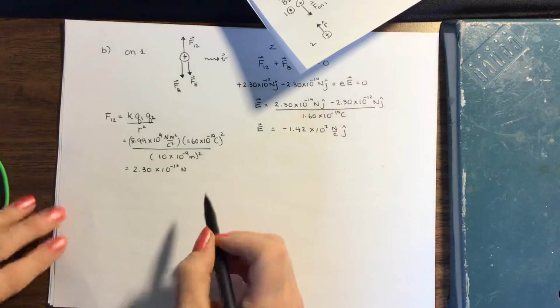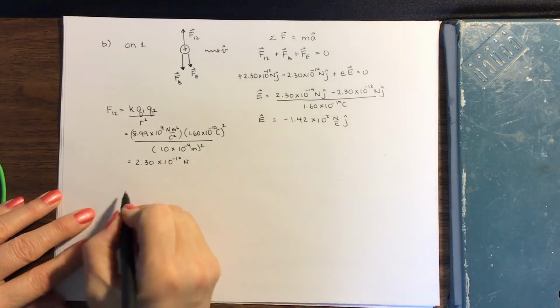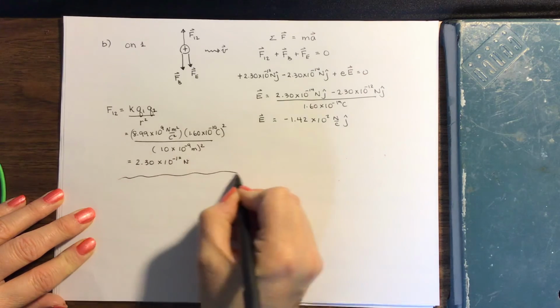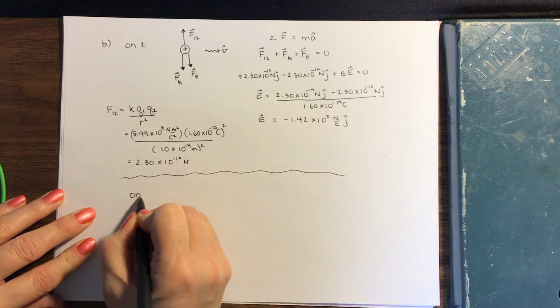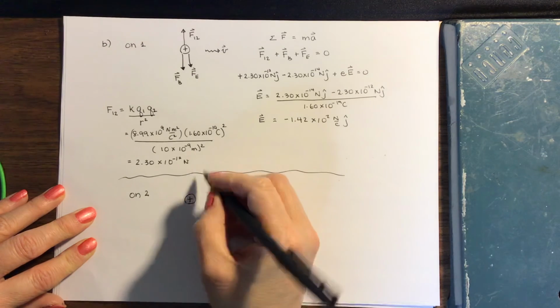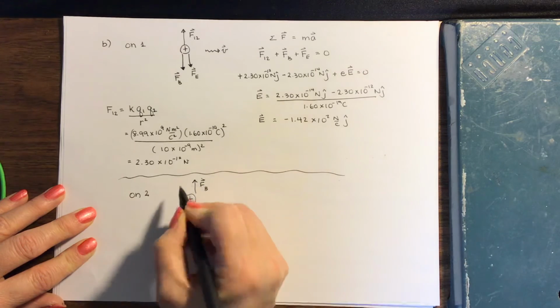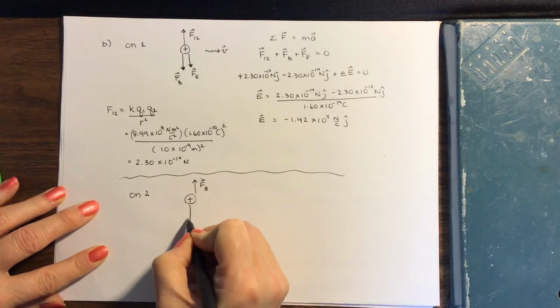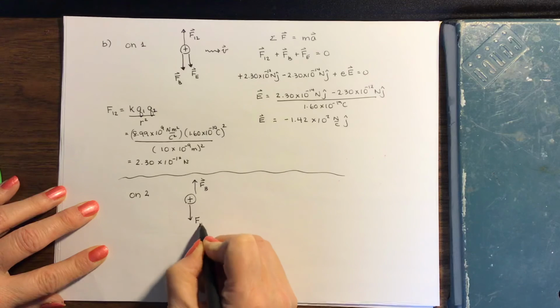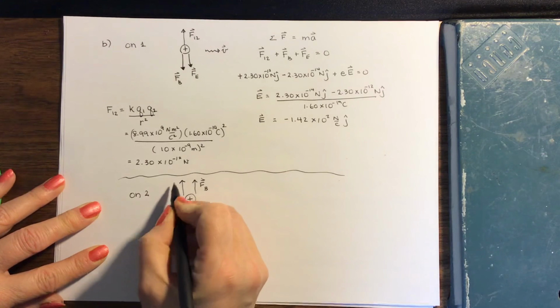What about for charge 2? So we can go through this process again. We'll be able to reuse a bunch of the numbers. So on 2, let's draw the free body diagram. Here's charge 2. I know it feels a magnetic force, which points up. We talked about that in part A. It feels an electric force of repulsion because it's near another positive charge. And then for this one, I'm going to guess that the electric field points up this time.